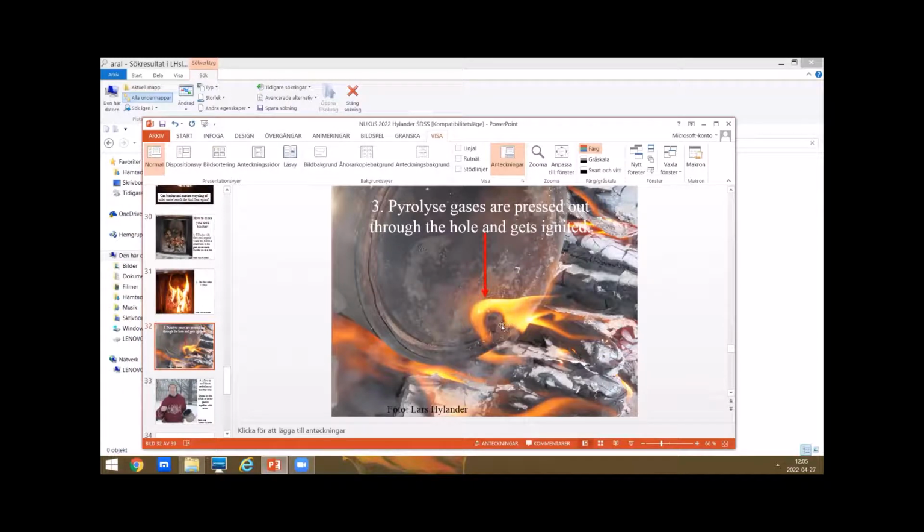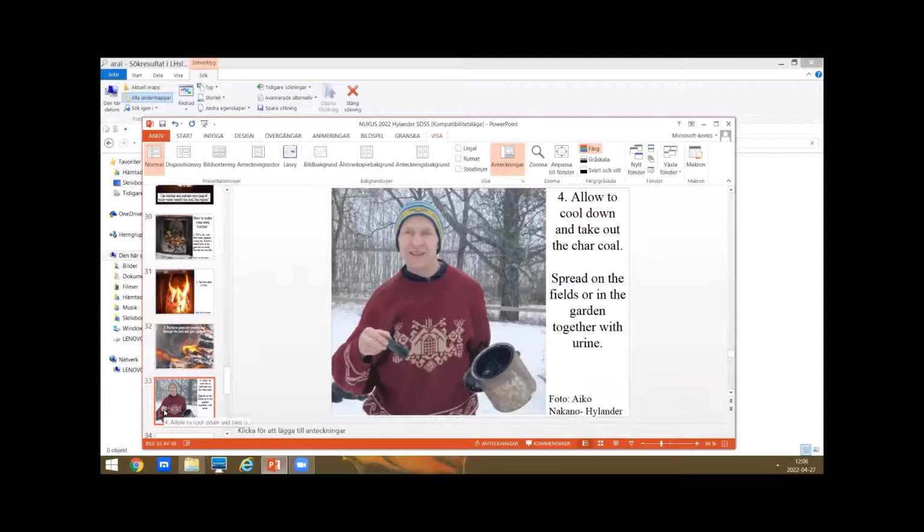And you should have the hole in the bottom of the tin. If you have it on the top, then everything will burn up. And if you don't have any hole at all, then the tin will explode when you put it in the heat of the fire. And then you can use this biochar for improving the soil.